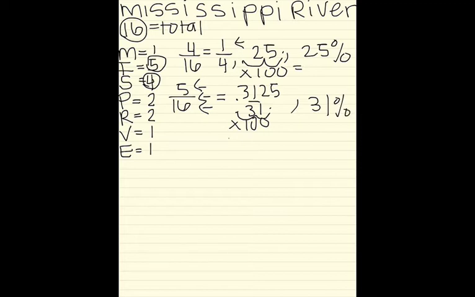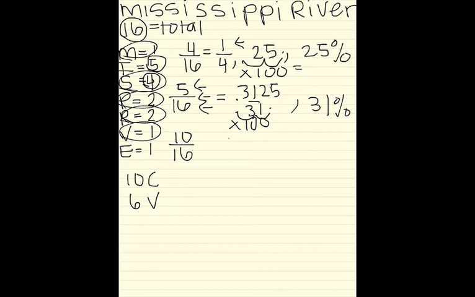Question number 3, what is the P of consonant? So what is the probability of getting a consonant? That means getting all of the consonants, which is the M, the S, the P, the R and the V, and adding those numbers up. So we have 10 consonants and we have 6 vowels. So we have 10 out of 16 chances of getting a consonant.